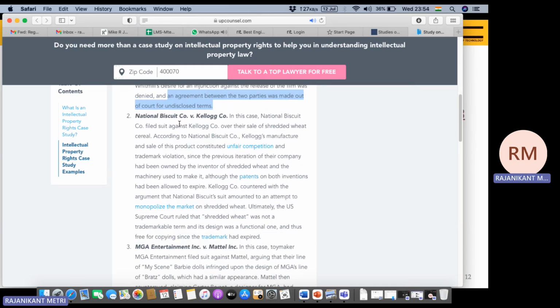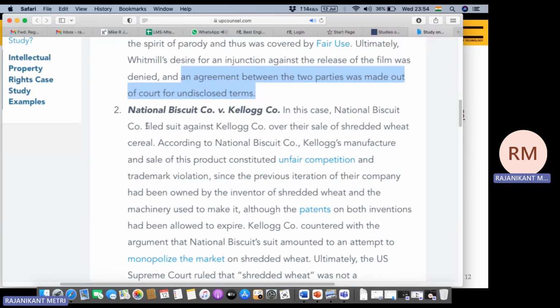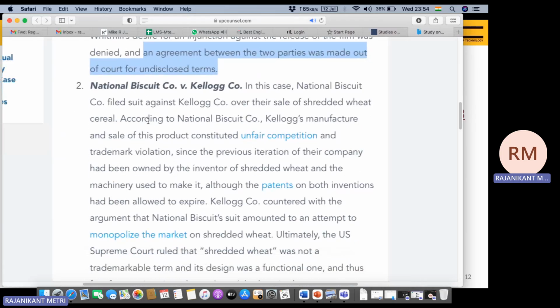Then the second case, you can see here, National Biscuit Company versus Kellogg Company. So what happened here? National Biscuit Co. filed suit against Kellogg Co. over their sale of shredded wheat cereal. According to National Biscuit Co., Kellogg's manufacture and sale of this product constituted unfair competition and trademark violation, since previous iterations of their company had been owned by the inventor of shredded wheat and the machinery used to make it, although the patents on both the inventions had been allowed to expire.